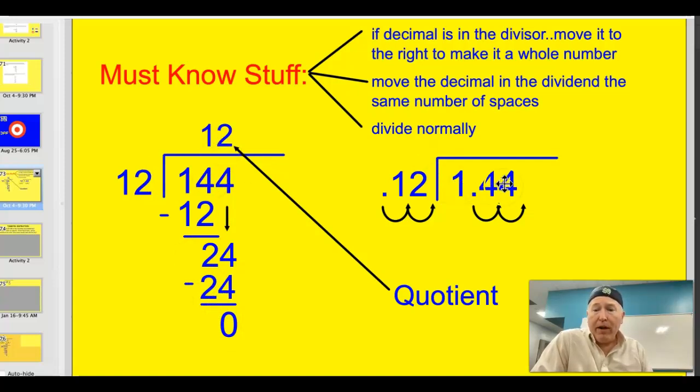Just like 1.44 divided by 0.12 is 12. You're going to get the same answer because all we're really doing is we're multiplying both sides by 100. But we have to do that to get rid of or to eliminate the decimals outside this division bracket, the decimals in the divisor.